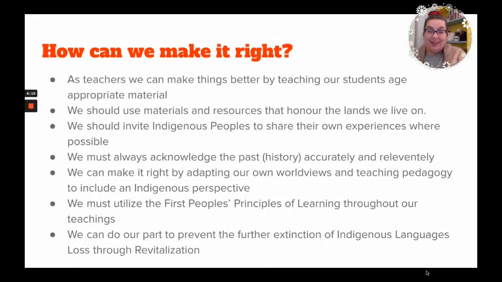How can we make it right? As teachers, we can make things better by teaching our students age-appropriate material. We should use materials and resources that honor the lands that we live on. We should invite Indigenous peoples to share their own experiences where possible. We must always acknowledge the past accurately and relevantly. We can make it right by adapting our own worldviews and teaching pedagogy to include an Indigenous perspective. We must utilize the First Peoples principles of learning throughout our teachings. We can do our part to prevent the further extinction of Indigenous language loss through revitalization.